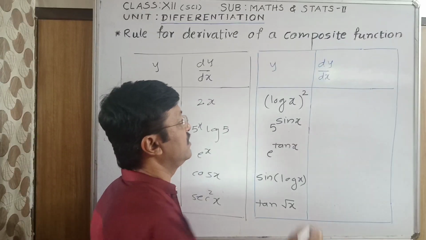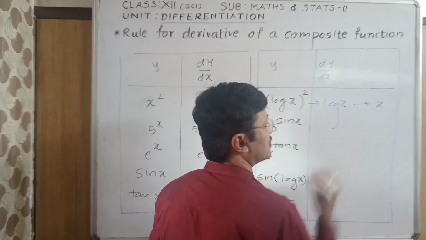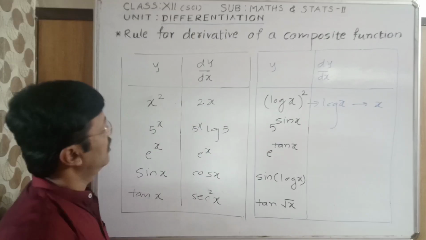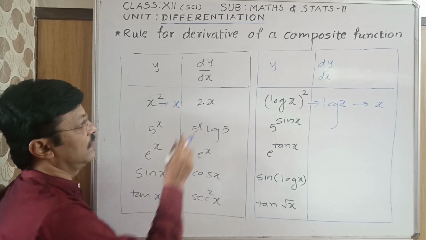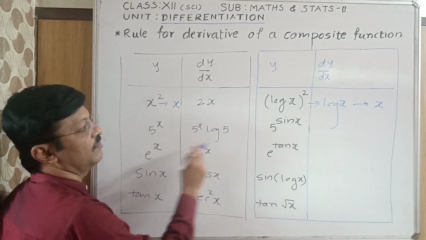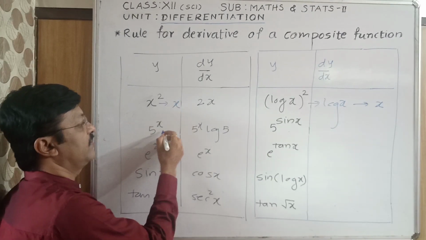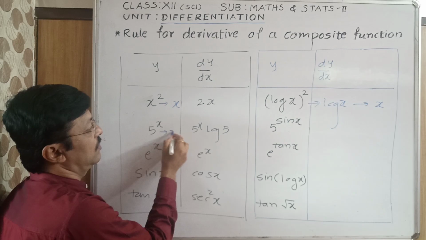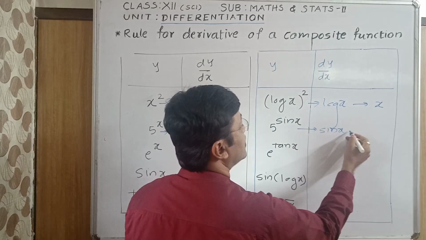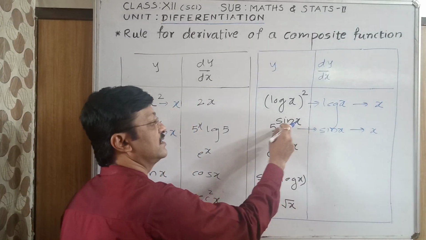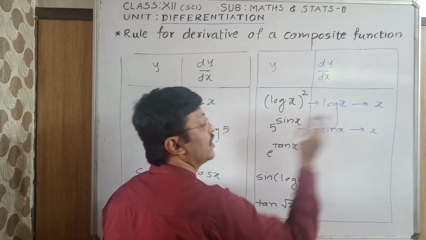First, look at this log of x whole square. Log of x whole square is a function of log of x, and log of x then is a function of x. On this side, x square is a function of x only. Log of x whole square looks like x square, but it is not a function of x directly. Similarly, 5 raised to x is a function of x. But 5 raised to sin x depends on, first of all, sin x, and sin x then depends on x. So 5 raised to sin x is a function of sin x, and sin x then is a function of x.